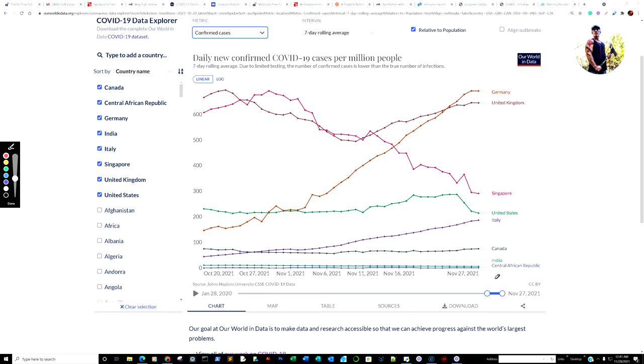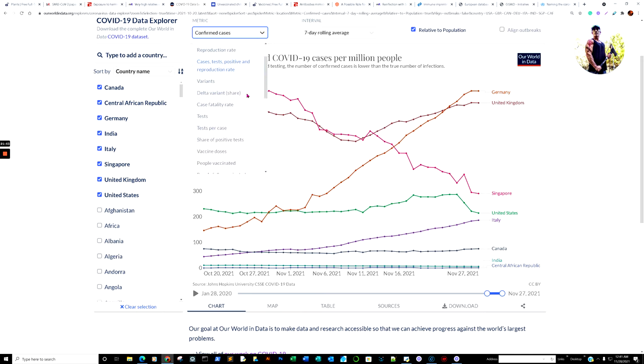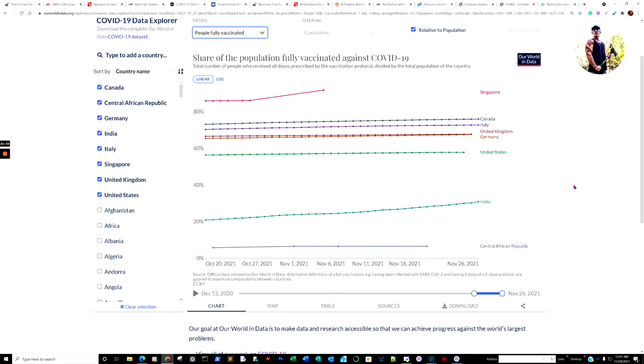Lacking in vaccination, lacking in cases per million. Here's Germany, United Kingdom, Singapore, United States, Italy, Canada, and India. You know, they got a little bit vaccinated, not as heavily vaccinated. Let's review that data once again, because everything I go by is really about data. So if we go to data, people fully vaccinated, just so you can reiterate, you confirm right there, there it is. There's India. And you can see the rates right there.